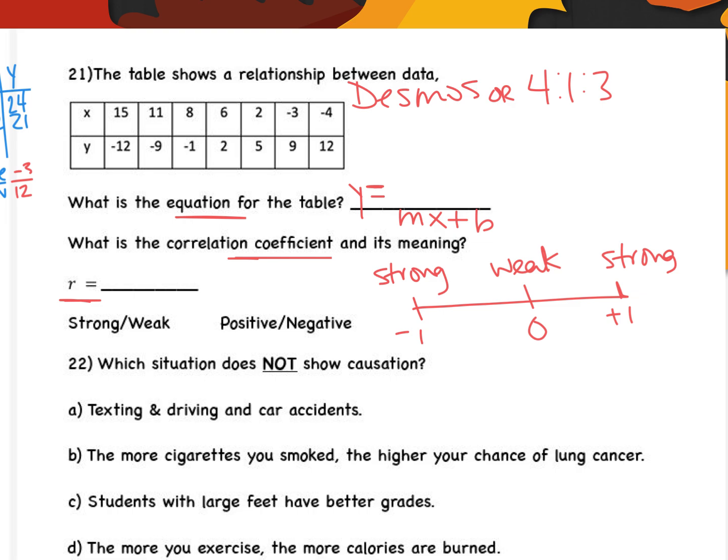So we got -1.23x plus 7.02. And that's probably going to be multiple choice, so make sure you pay attention to your signs. -0.98, so we know it's negative. Is that strong or is that weak? Is that closer to -1 or 0? -1, so this is strong. And we could even see on our picture there that those dots were pretty close to the line.